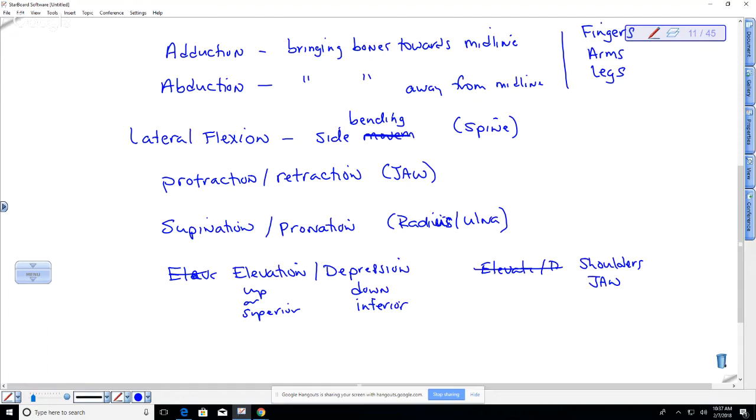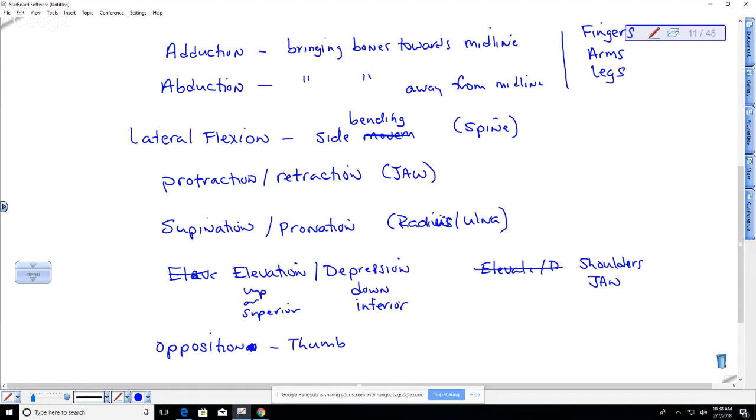And then there's one more called opposition. And this is specifically for the thumb. Okay. So I can bring my thumb and oppose it with my index finger, my middle finger, my ring finger, and my pinky finger. So all of those would be opposition. So my thumb is opposing the other fingers on my hand. I can also draw it down to the palm. Okay. So that is what is called opposition. So think opposable thumb, think opposition.